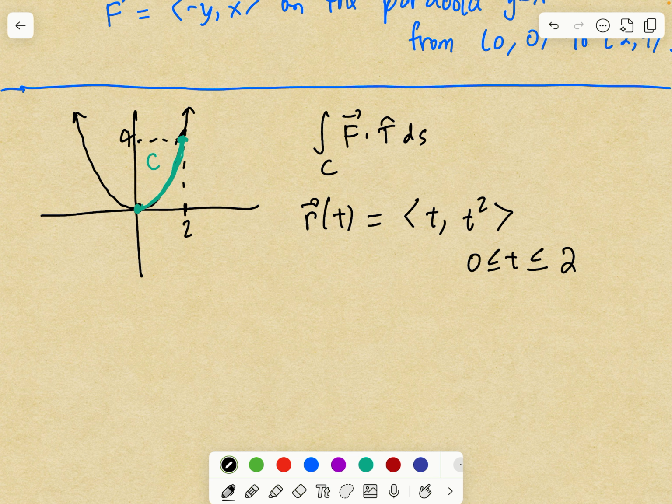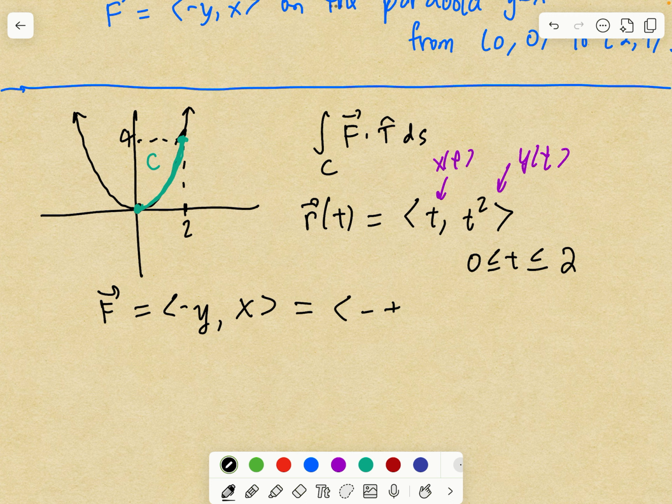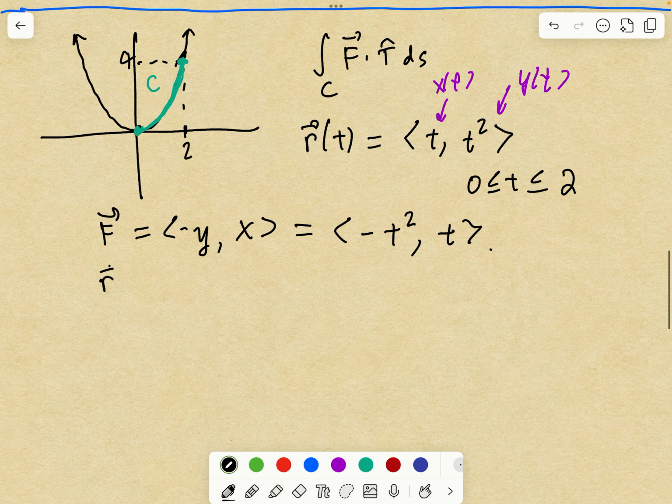Well, now we can finish the problem, because let's identify our x of t and y of t. That's our x of t. That's our y of t. And now let's write f in terms of t. So our f was negative y, x, and in terms of t, that's negative t squared comma t. Now we need the r prime of t. That's 1 comma 2t. Now we need the dot product, f dot r prime of t.